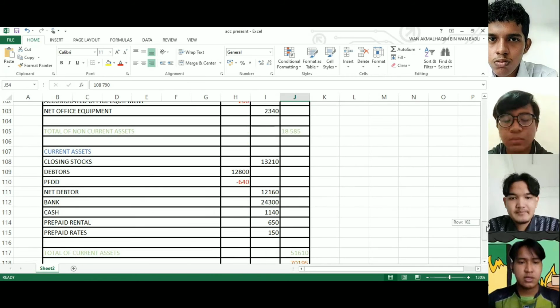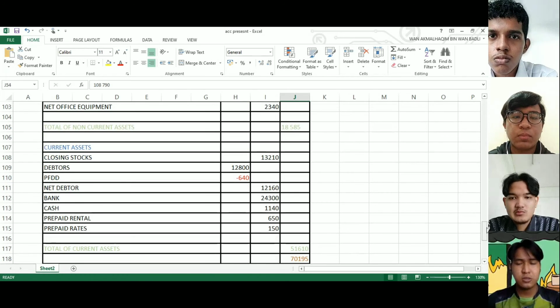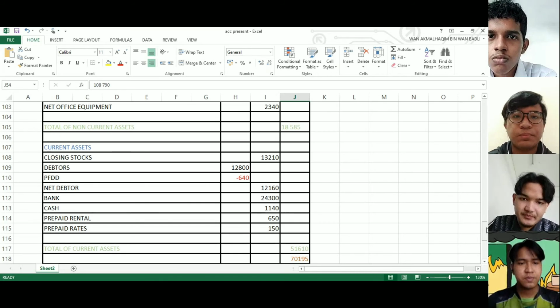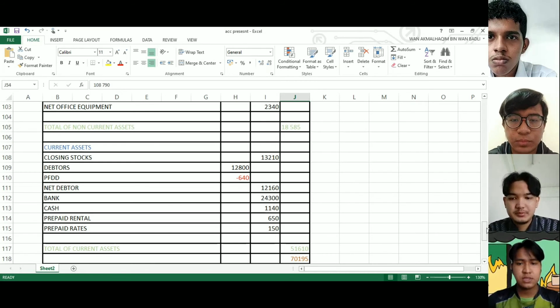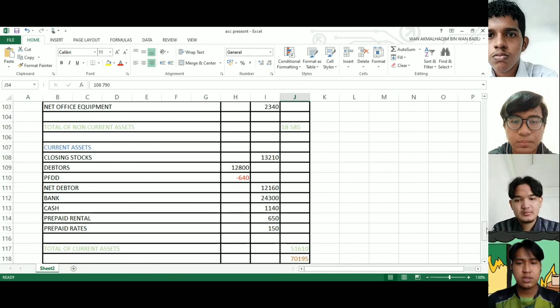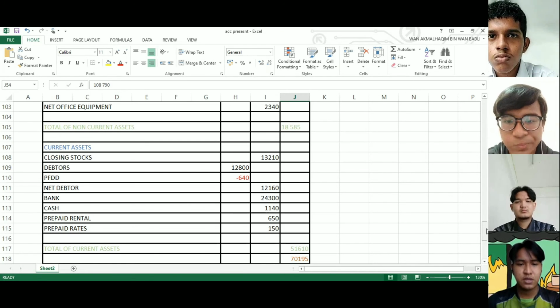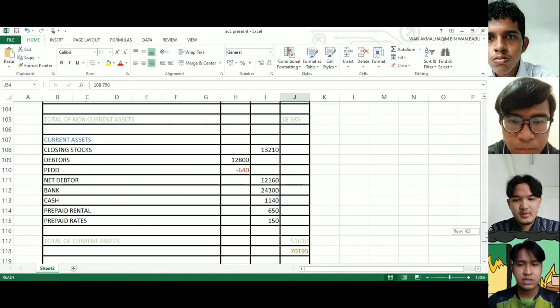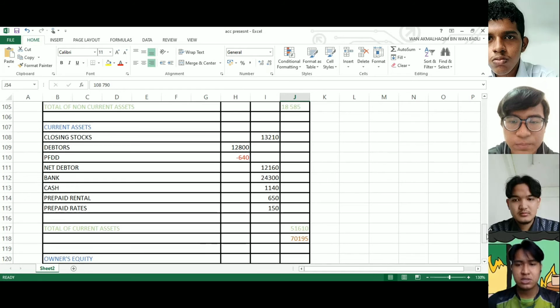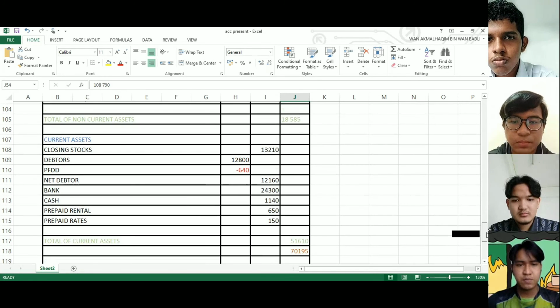So under current assets, we have closing stock 13,210. Debtors, we have 12,800. Provision for doubtful debt is minus 640. Net debtor is 12,160. Bank, we have 24,300. Cash, we have 4,140. Prepaid rental is 650. Prepaid rates 150. So the total amount of current assets is 51,610.